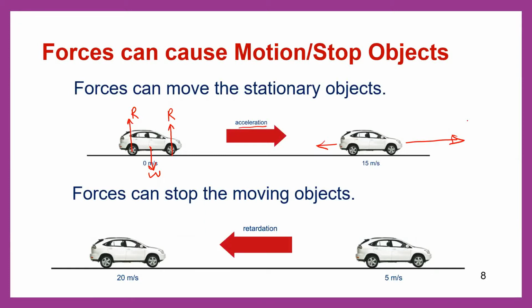If we look at the second example, forces can stop moving objects. If the same car is moving with constant speed of 20 meters per second, the forces acting on it are balanced forces in this case. As soon as the driver applies the brakes, the backward force is going to be more than the forward force. So in that case, the car is going to decelerate. The bigger line shows the greater magnitude of the force acting backward as compared to the forward force.